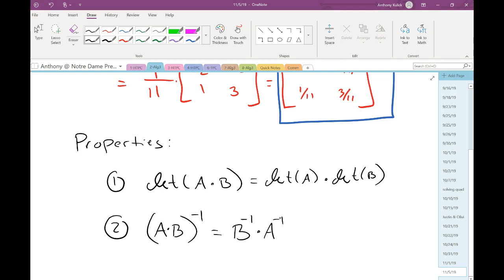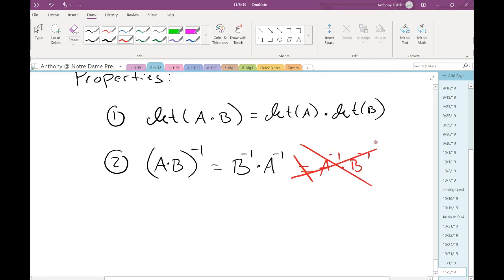Why not? Well, stop sleeping. Oh, you were close enough. So my question was, is this then the same as this? It is not. Why not? Because matrix multiplication is not commutative, right? So this is definitely different.